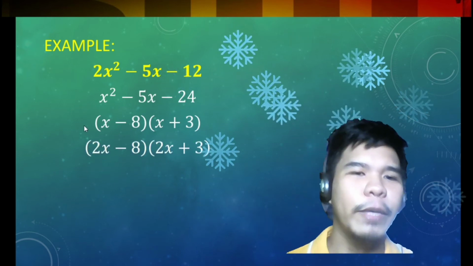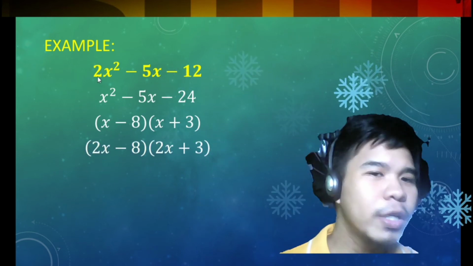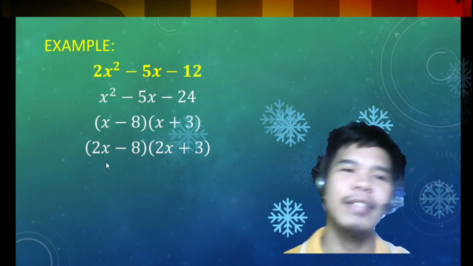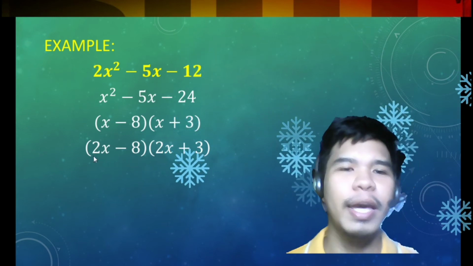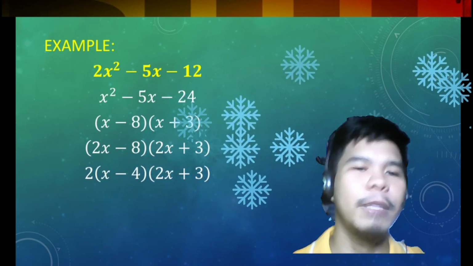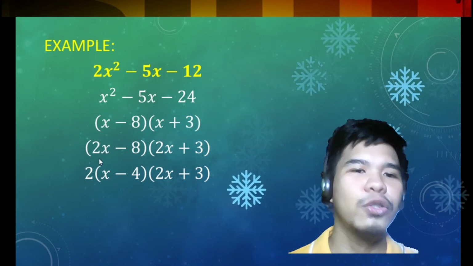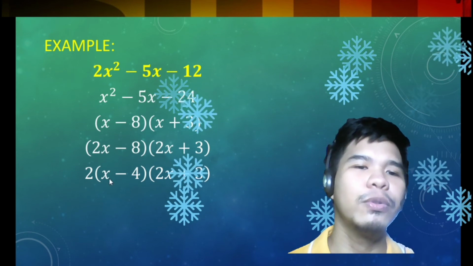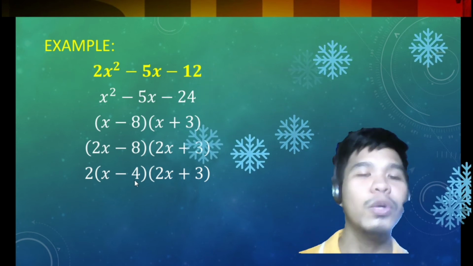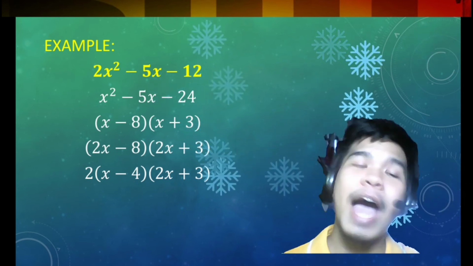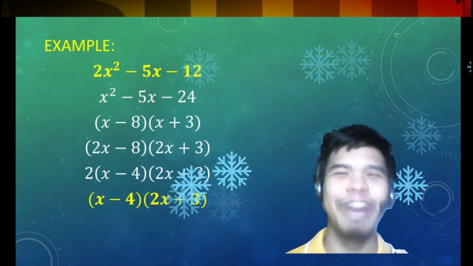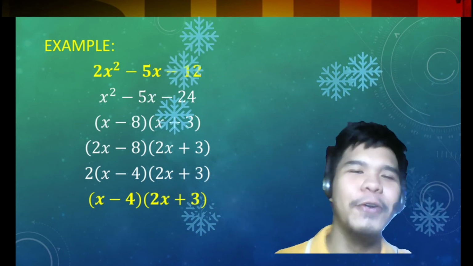After that, we replace x by the product of 2, the leading coefficient, and x. So that will become 2x minus 8 and 2x plus 3. As you can see now, we can factor out 2 from the first factor, 2x minus 8. We simply divide by the leading coefficient: 2x divided by 2 is x, and negative 8 divided by 2 is negative 4. So the resulting expressions are 2 quantity x minus 4 and 2x plus 3. After that, we remove 2 outside the parentheses, so the factored form of 2x squared minus 5x minus 12 is x minus 4 and 2x plus 3.